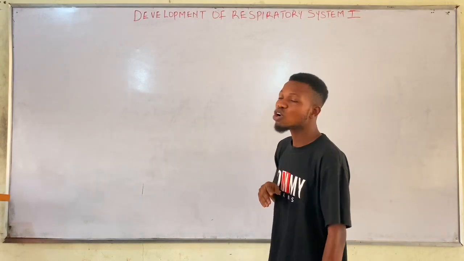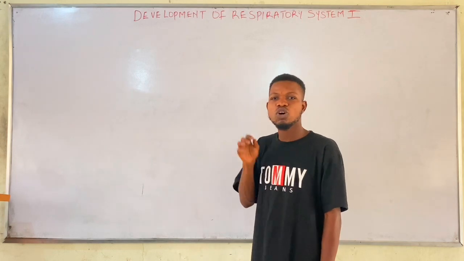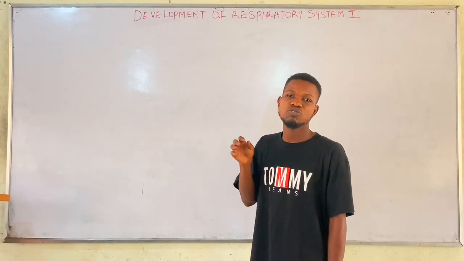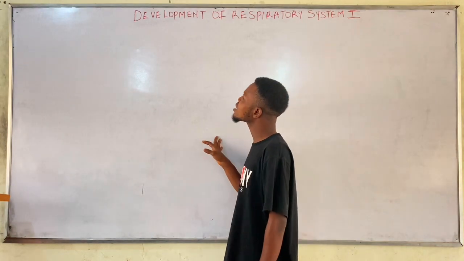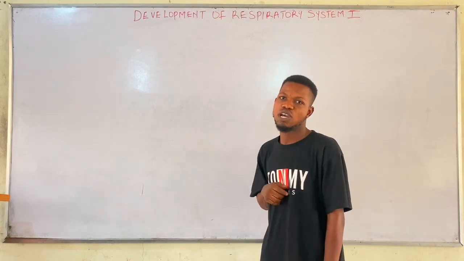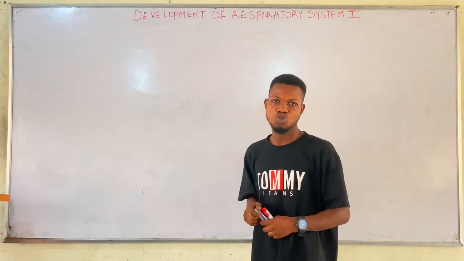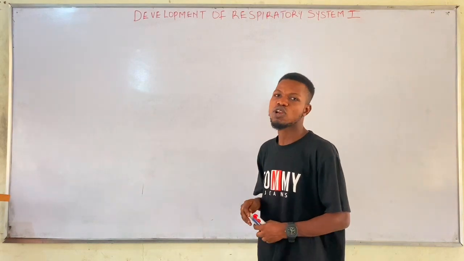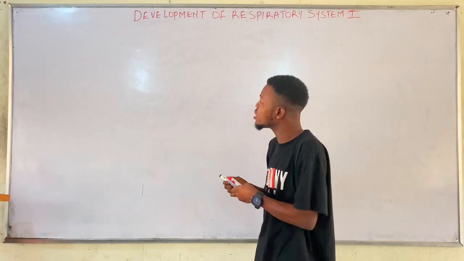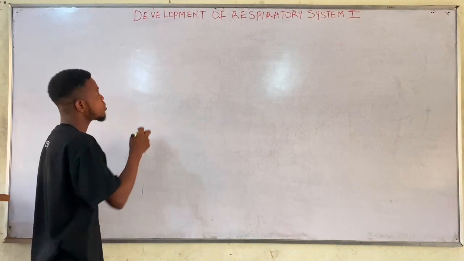Now, in this video, we want to look at the development of the respiratory system 1. We will be talking about the introduction to the respiratory system. You need to know that development of the respiratory system occurs during the 4th week of development, and it is coming from the what? Endodermal gut tube. During the 4th week of development, that is when we undergo folding.